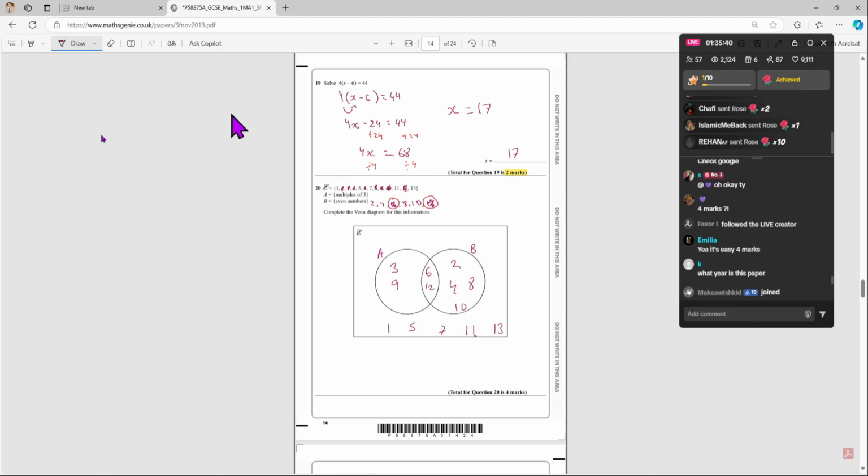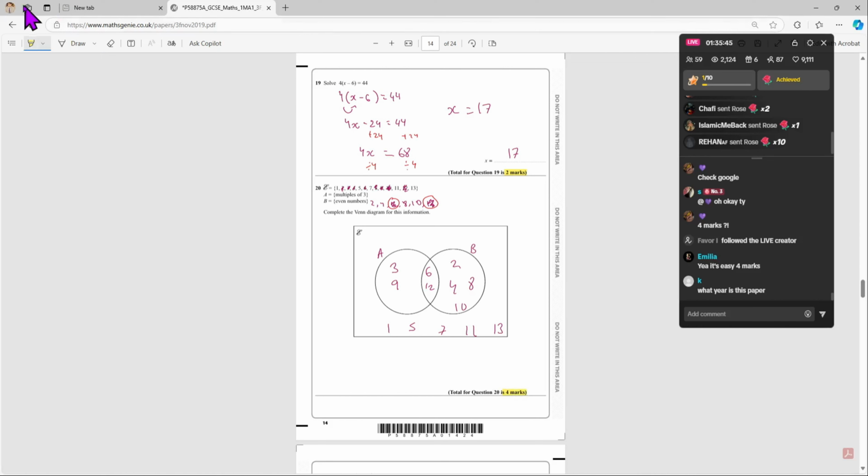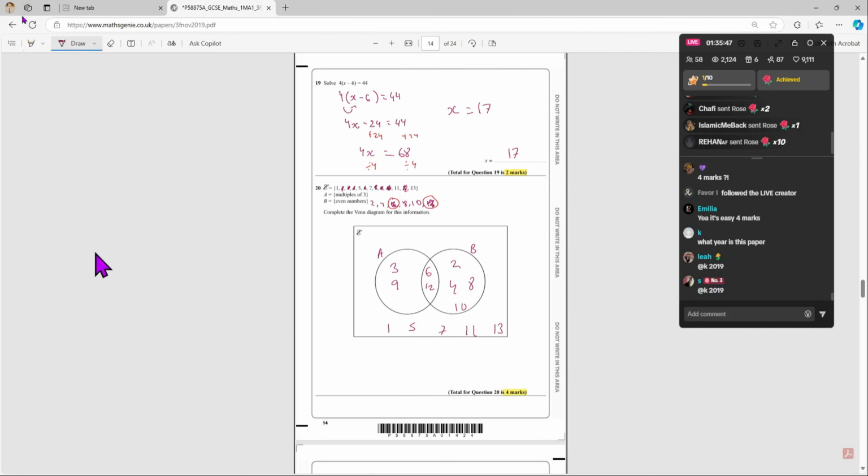So that was a very easy 4 marker. Just had to complete it. 4 marker. Well done for getting that correct.